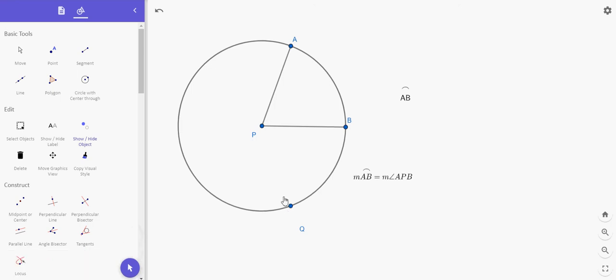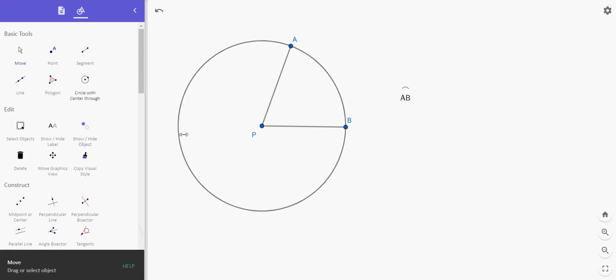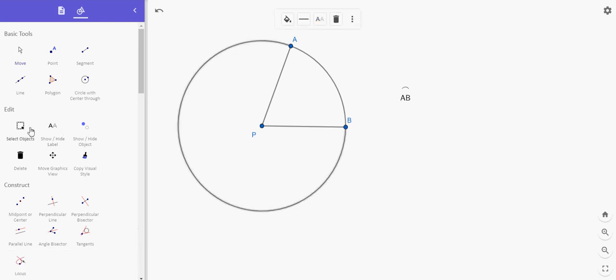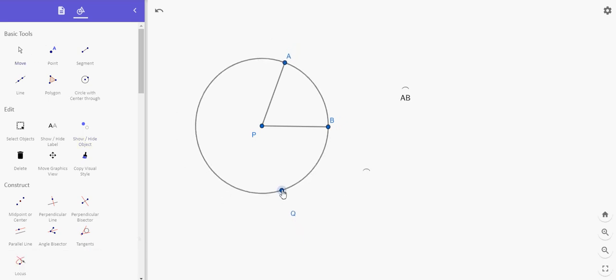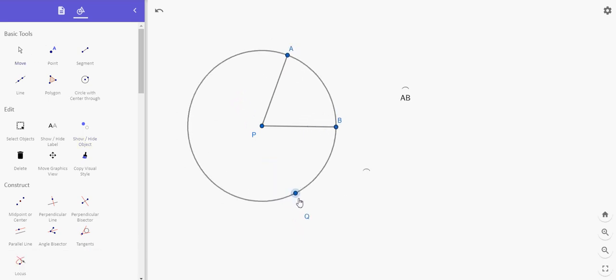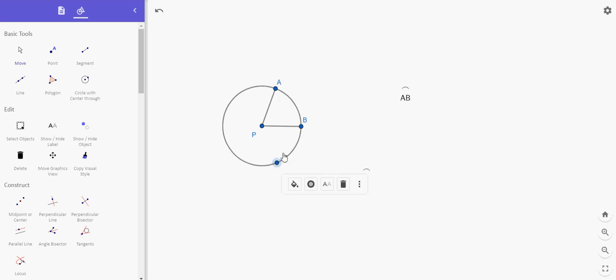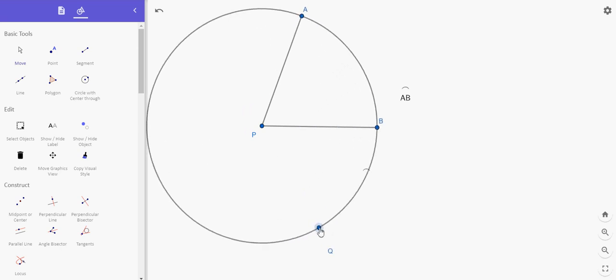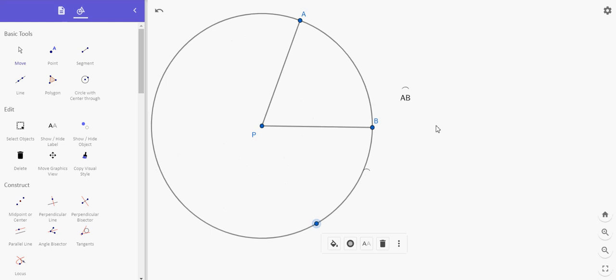And notice that even if we change the size of the circle, because that angle stays the same, the measure of that arc stays the same. And so this is the key to understanding the measure of arcs. So arcs are parts of circles, and the measure of an arc is the measure of its central angle.